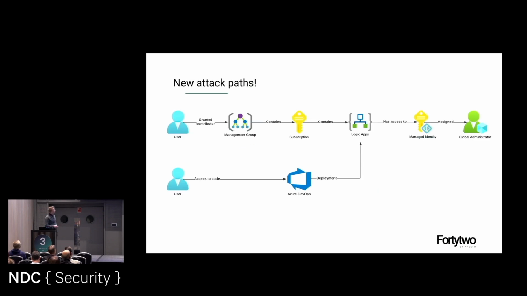So that means that we have new attack paths. For example, we can have a user that is granted contributor on a management group that contains a subscription that contains a logic app. That means that this user has contributor access to the logic app. And the logic app has a managed identity linked to it, which I always just assign global admin, but it could be anything, right? It could be any permission. It could also be just user read write all or something, because you are utilizing a tiny logic app to do some kind of automation.